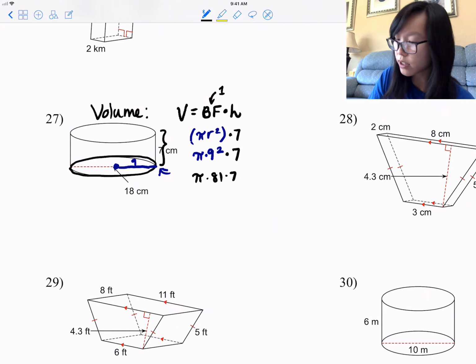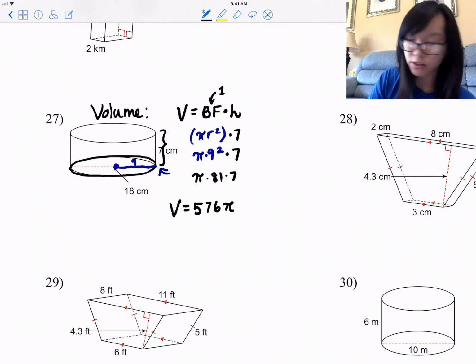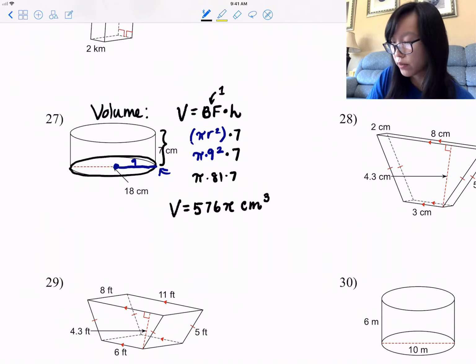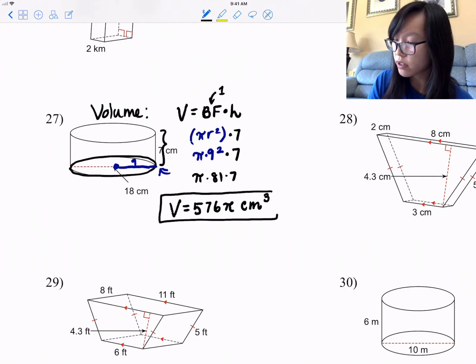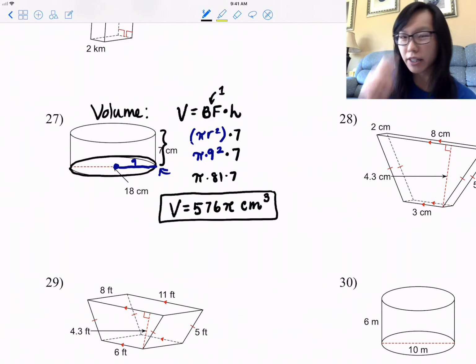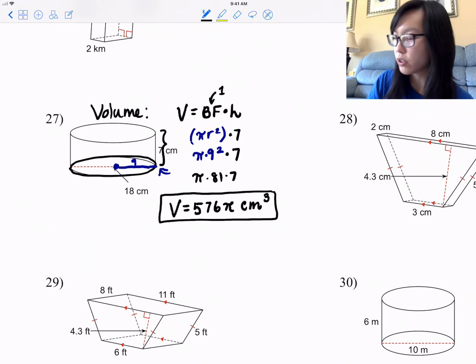You don't even need to calculate pi all out. I'm okay with you guys just leaving it as 576 pi, and don't forget the units, which is centimeters. And this is volume this time. It's 3-dimensional, which means you need a cubed. Surface area, even though it deals with 3D shapes, we only cared about the area around it, which is 2-dimensional. This time we're caring about volume, which is always 3-dimensional.